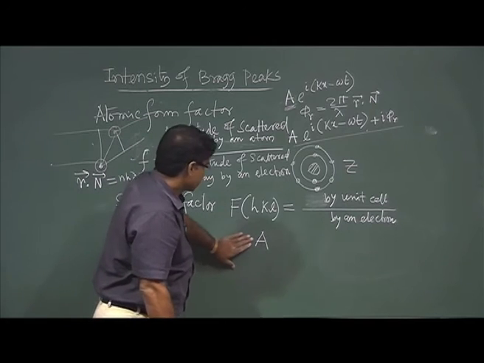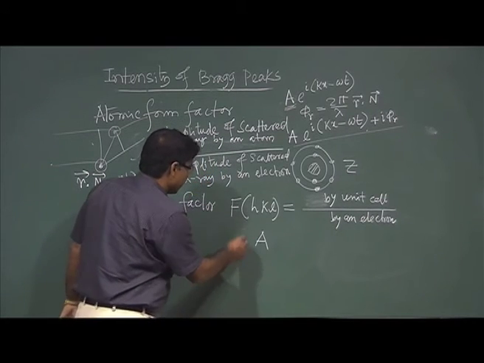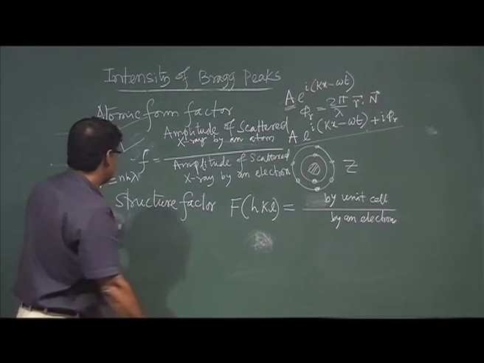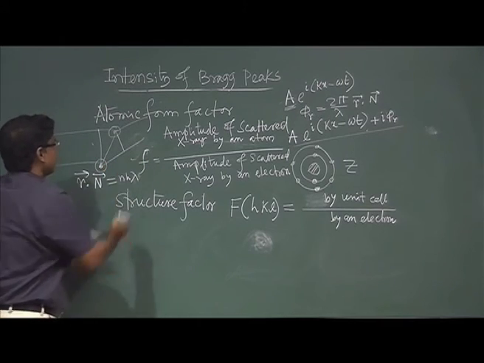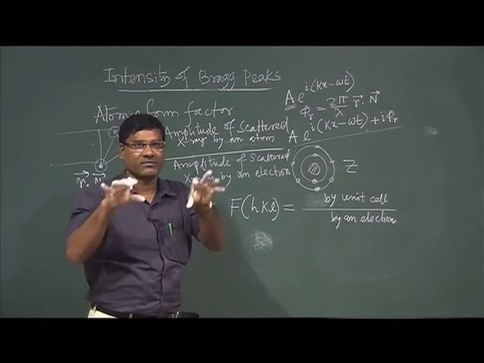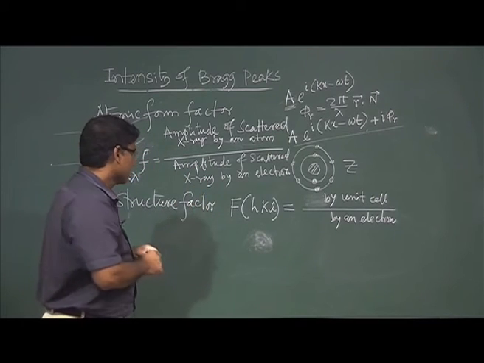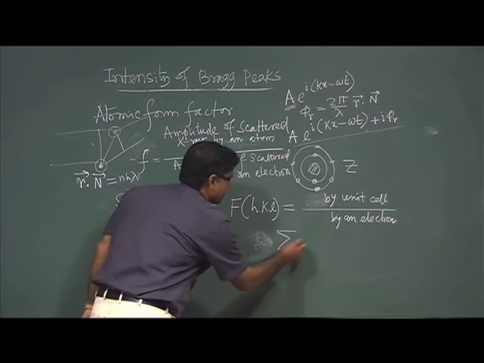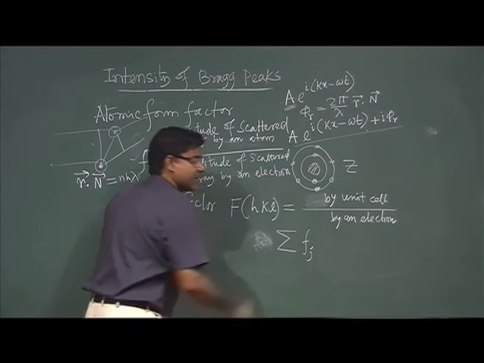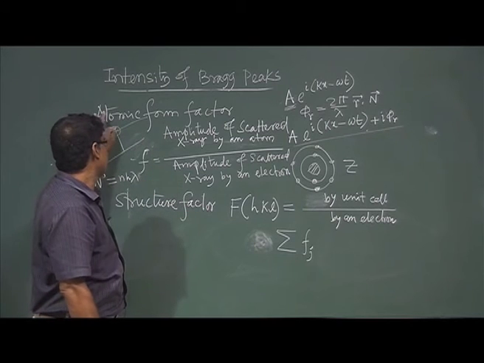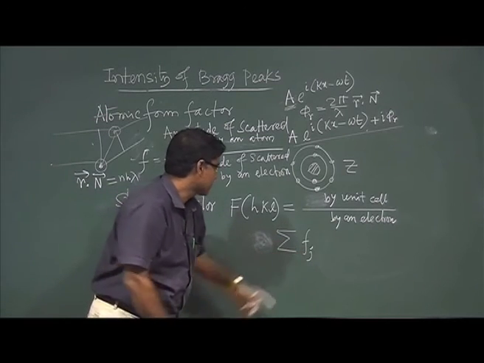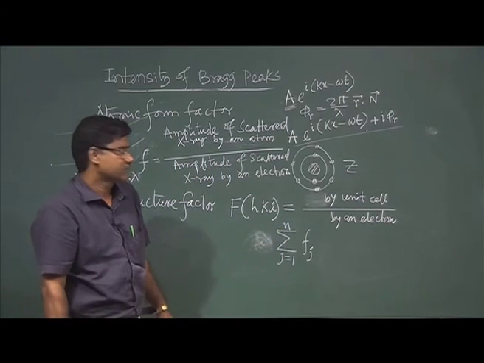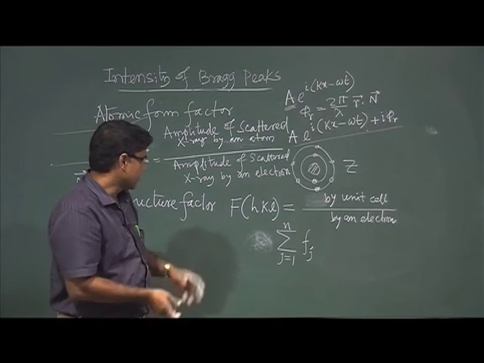So, for your scattering amplitude, one will get a contribution from each atom, F. Say in a unit cell n number of atoms are there at different positions. So one has to take a summation of Fj for each atom, from the jth, with j equal to 1 to n, whatever the number you have in the unit cell.